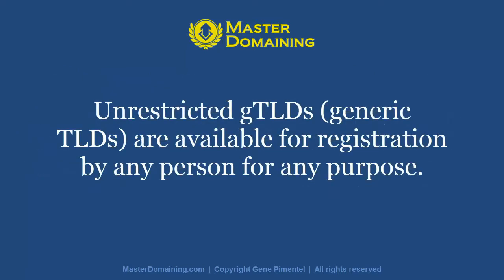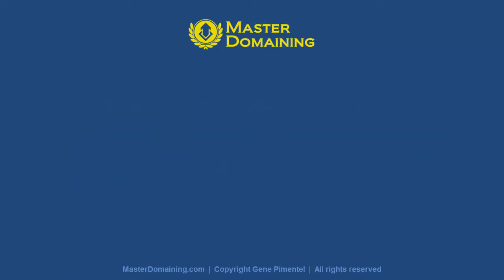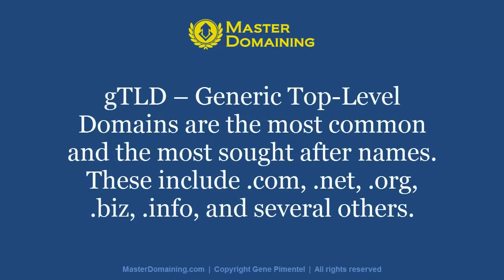Unrestricted GTLDs, or generic TLDs, are available for registration by any person for any purpose. So GTLDs, generic top-level domains, are the most common and the most sought-after names. These include .com, .net, .org, .biz, .info, and several others.